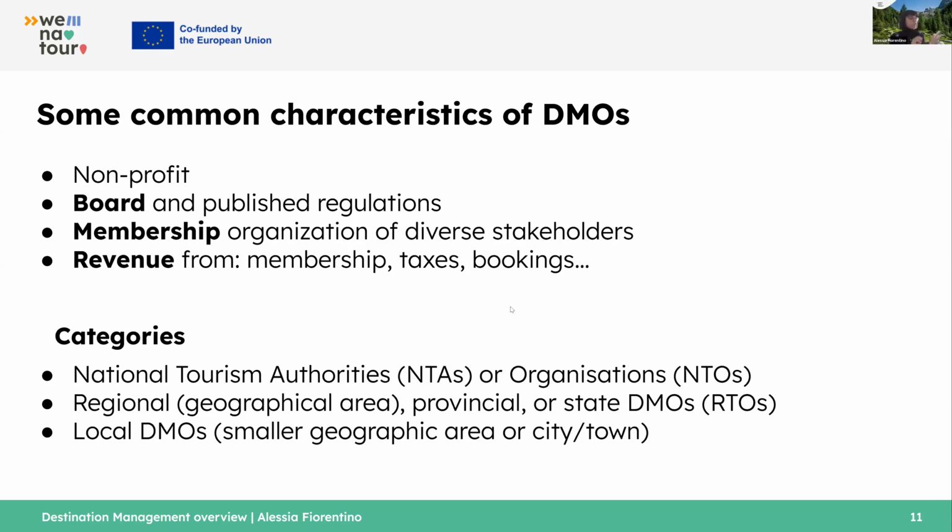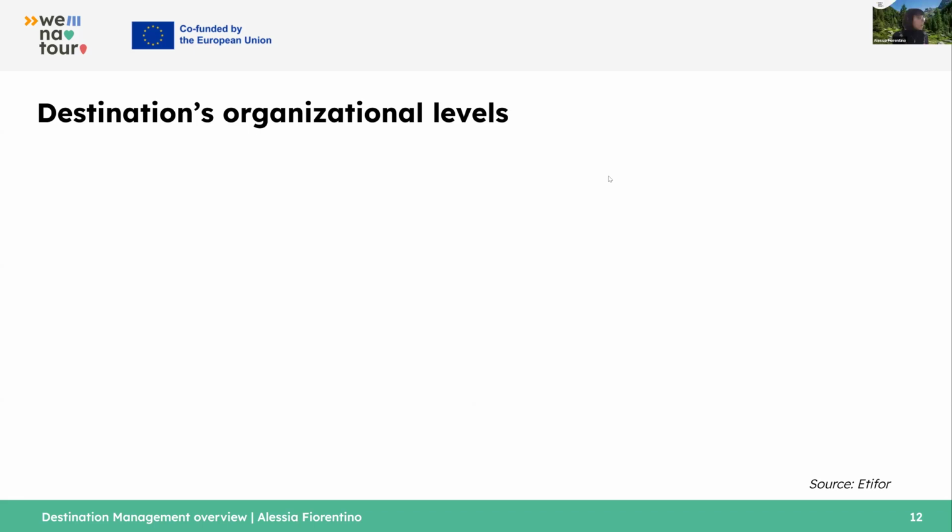And they come in different shapes and forms, let's say. So we have national tourism authorities or organizations, regional DMOs, and local DMOs. When I say DMO, I use this term in a very wide way, in a general way. So I use it for all these 3 categories, but we will see later how these categories differ. So different organizational levels have different roles and responsibilities. Okay, so let's move to that.